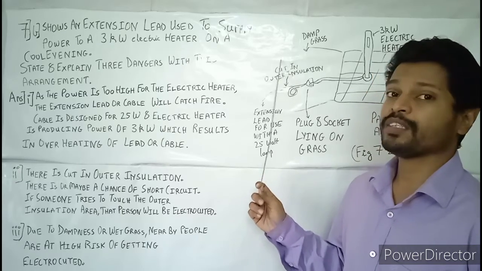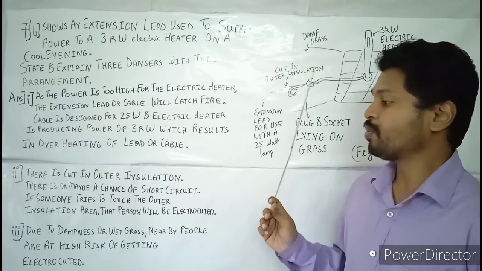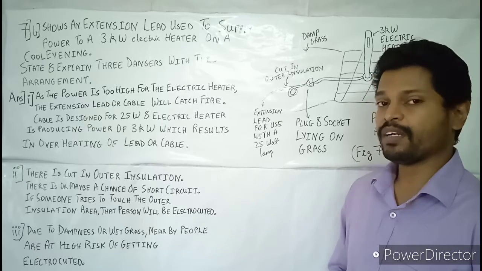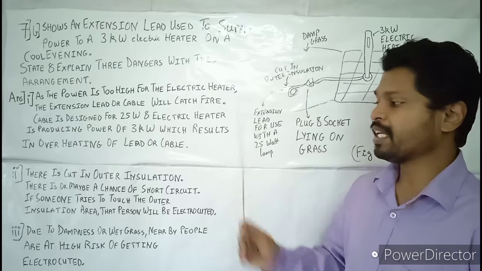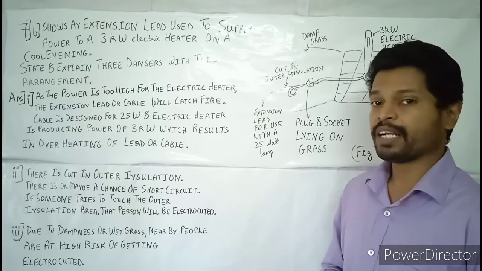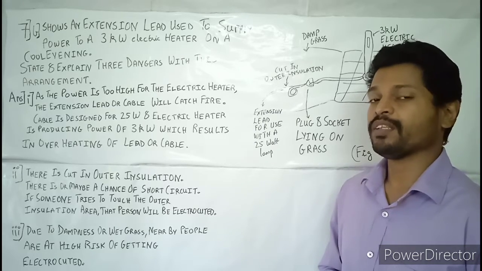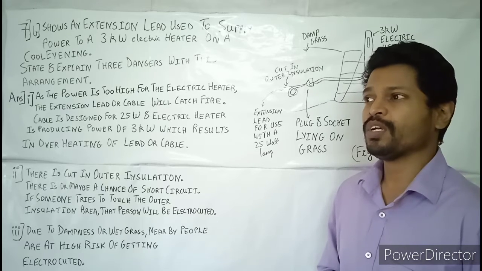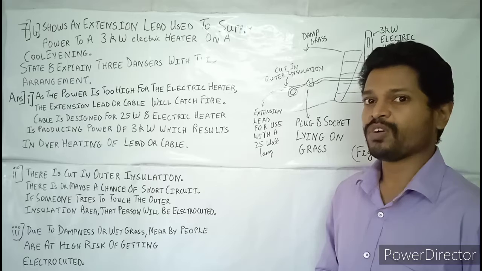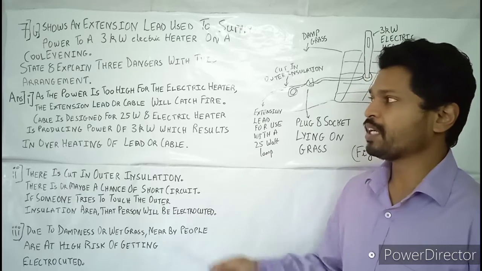The third danger is that, as we have already discussed, this is wet grass. So due to the dampness of the wet grass, if there are any other people standing nearby, they are at higher risk of getting electrocuted. They are at higher risk of getting an electric shock. So these are the three dangers.